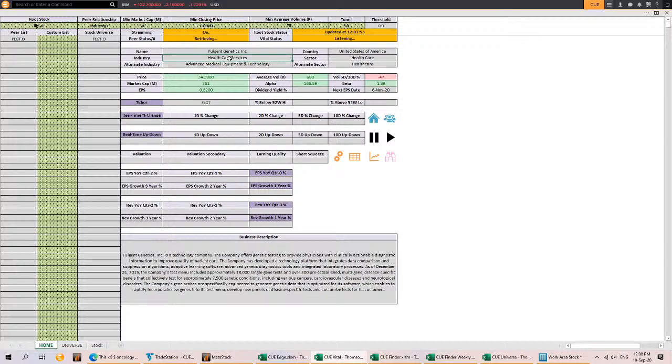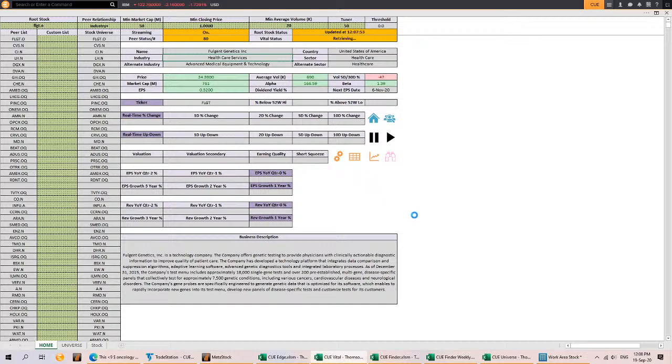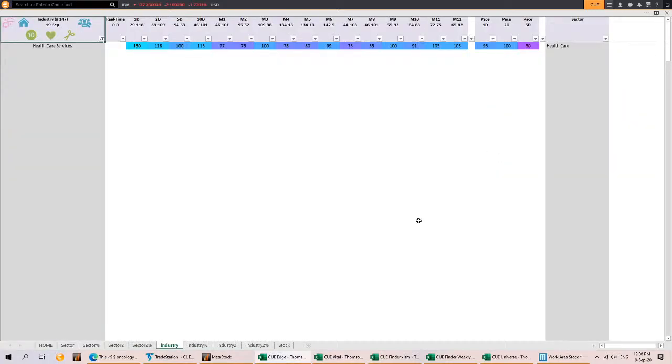FLGT: healthcare services industry or advanced medical equipment and technology. Let's look up the industry while it is retrieving data about the peer stocks. Look up the industry from QH. This is what I mentioned already, and because we are looking at QH, Q Vital every day, we know which industries are strong, which stocks are 3-star candidates.